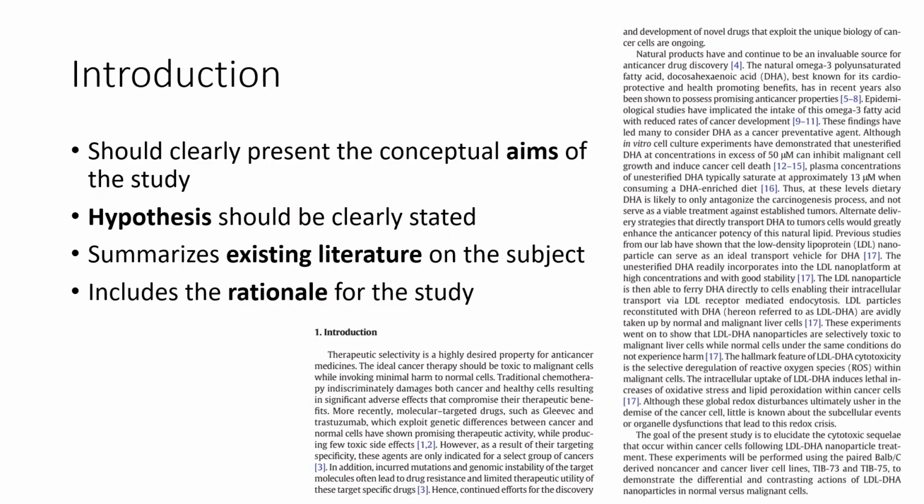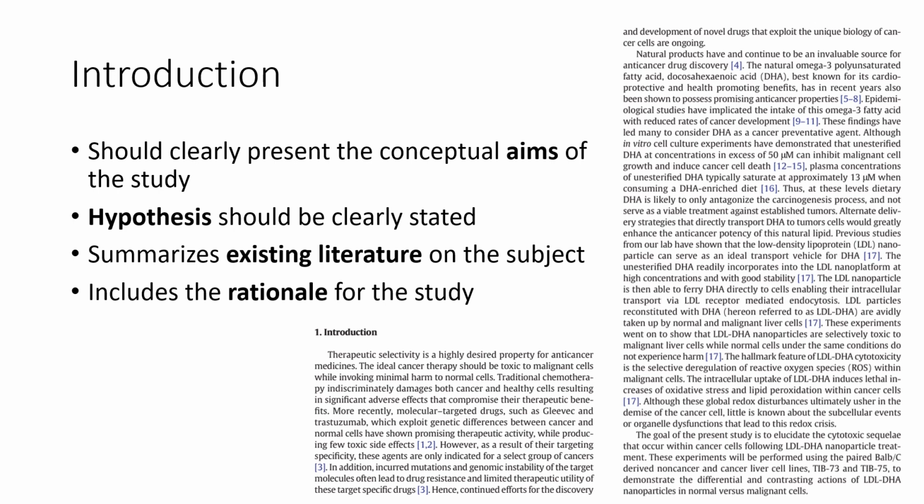The introduction of a journal article should clearly present the conceptual aims of the study. So why are they doing the study and what do they hope to get from it? And then a hypothesis should be clearly stated. I will say that a lot of journal articles do struggle on actually clearly stating the hypothesis. They're not going to just come out and be like, the hypothesis is X, Y, and Z will happen when we change this. What is more usual is that they go over the aims and what they're hoping to accomplish, and then they go over the results later. Because a lot of times when you do research, you don't know what the results are going to be, so you don't really have a hypothesis. You're just exploring. And then you're going to summarize the existing literature and include a rationale.